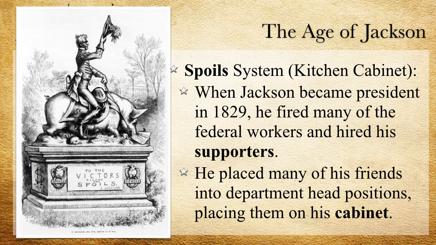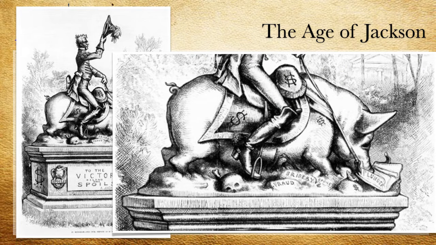And so he places a lot of people into key positions in his administration, and it became known as the kitchen cabinet, kind of, again, another jab to insult him, but that's what it became known as. Now, in this picture to the left, you can see that Andrew Jackson is riding into the White House on a pig that is trampling on some items. We'll look at it closely in a minute. Underneath it says, "To the victors belong the spoils." Well, hey, I won the presidency. I should be able to do what I want to.